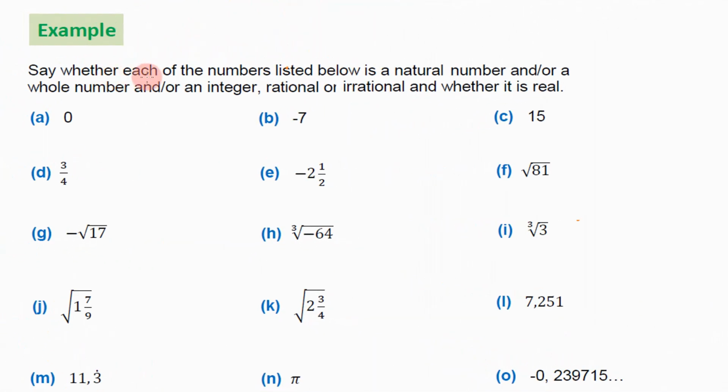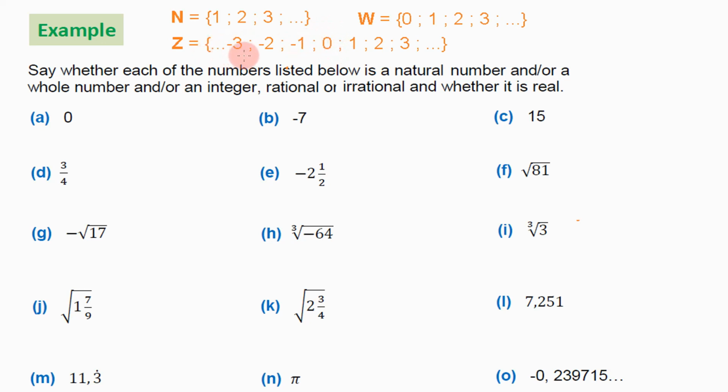So here we have to say whether each of the numbers listed below is a natural number and/or a whole number and/or an integer, rational or irrational, and whether it is real. Now, before we look at these numbers, let's just list the first few number systems. We have the natural numbers, 1, 2, 3, etc. Then we have the whole numbers, so it's the natural numbers, but including 0. And then we have the integers, which are positive and negative whole numbers, including 0.